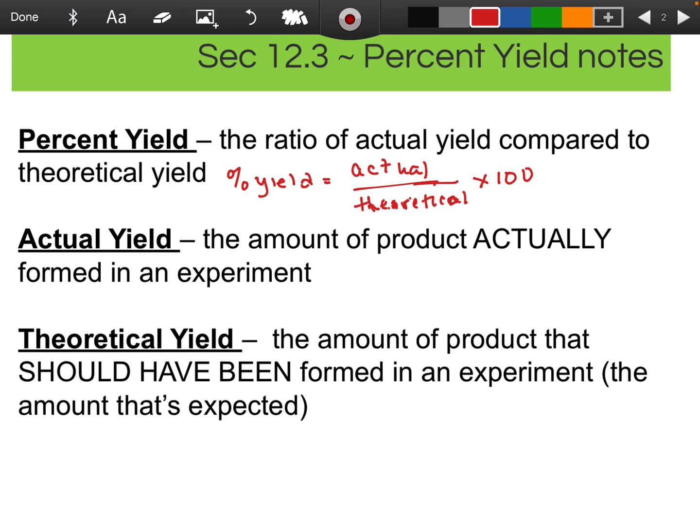Actual yield is the amount of product that's actually produced in an experiment. So if you are baking cookies and you actually made 21 cookies, that would be your actual yield.